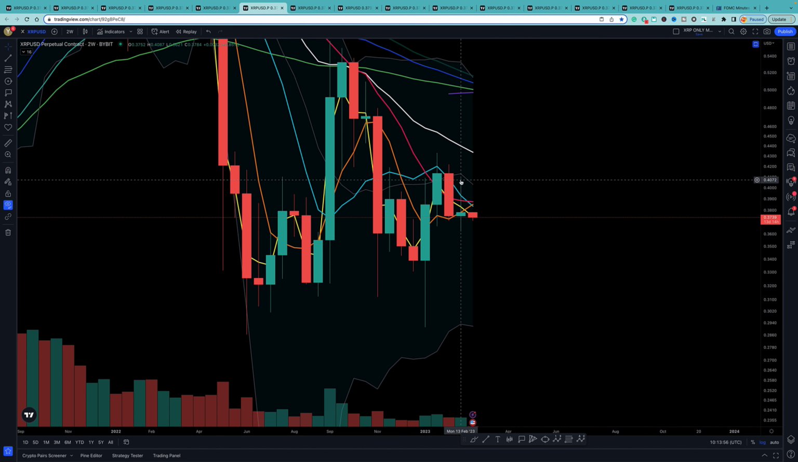But you can see that it's lost the support of the 5 on the 2-week, and the VWAP is down. So that's looking like there's a bit of a push coming down. How far it's going to go, I don't know. Again, it doesn't have to break a lower low.